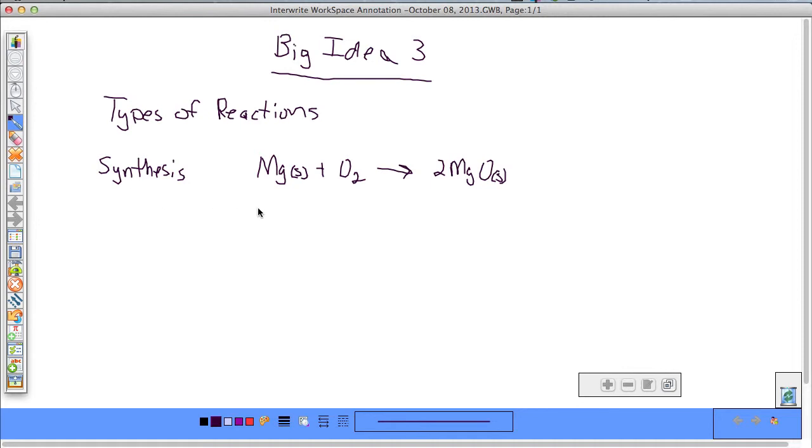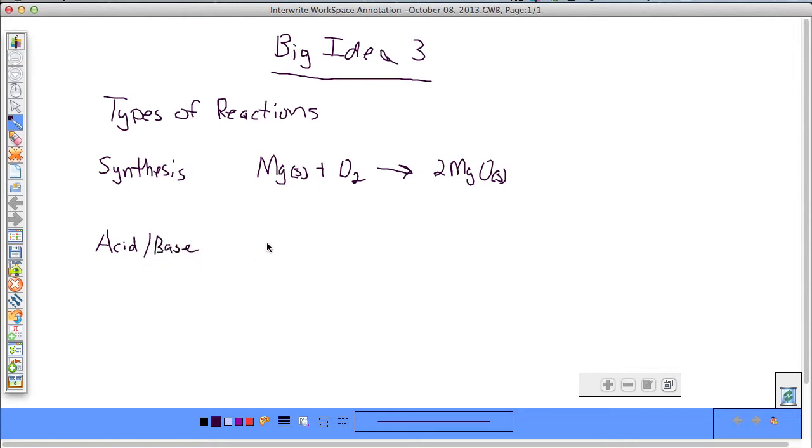Decomp would be the exact opposite of that. So actually if I was to degrade this and break this apart into a solid magnesium and oxygen gas, that would be my decomposition. So decomp is where you have a complex molecule and it splits apart. So you think of decomp as the opposite of synthesis. So we have synthesis, we have decomposition, we have one of our all-time favorites, the acid-base reaction.